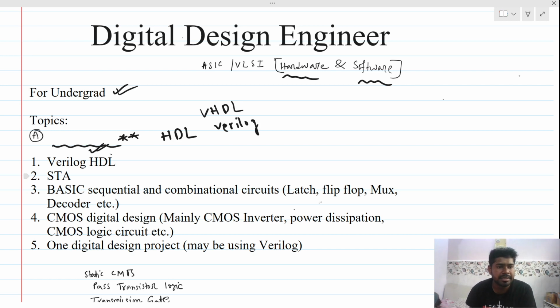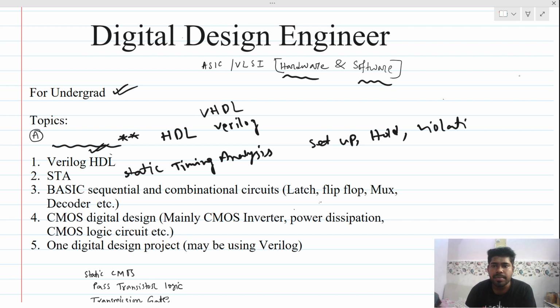Then you need to study STA, static timing analysis. For static timing analysis, there will be some questions related to setup time, hold time, setup time and hold time violations, and clock skew. This type of question you will be asked. And for Verilog HDL, there will be some programs you need to answer.